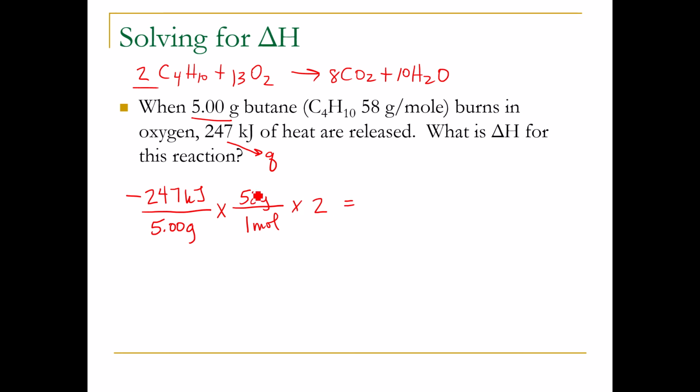Alright, so negative 247 divided by 5 times the 58 grams per mole times 2 gives me negative 5,730.4 kilojoules. And this would be my delta H value. And of course it is exothermic, like every other combustion reaction. Okay? So these just take some practice. The more you do, the more it becomes sort of second nature and you get much quicker at it.